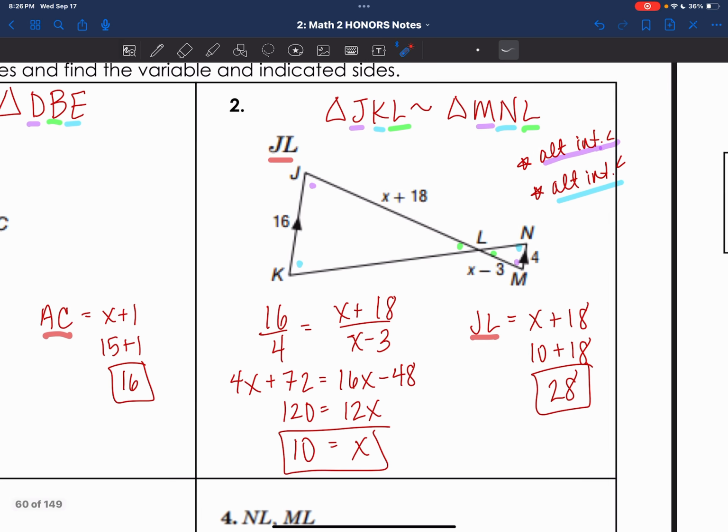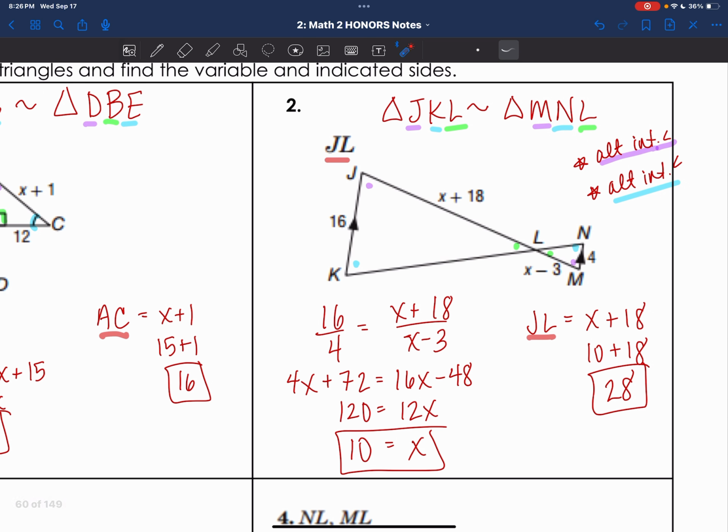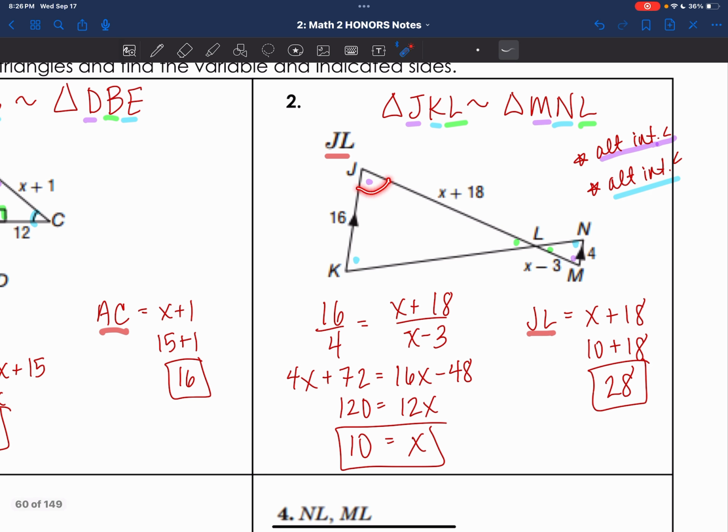All right, let's look at this one. And we're going to make a similarity statement based on the information it gives us, and we're going to look for JL. So if you notice here, this is a parallel line, and this is a transversal. So if you think of it that way, with the transversal, this is congruent to that because they're opposite sides of the transversal. And then also, this is congruent to that because this is a different transversal right there. And then we know this is congruent to that because they are vertical angles.